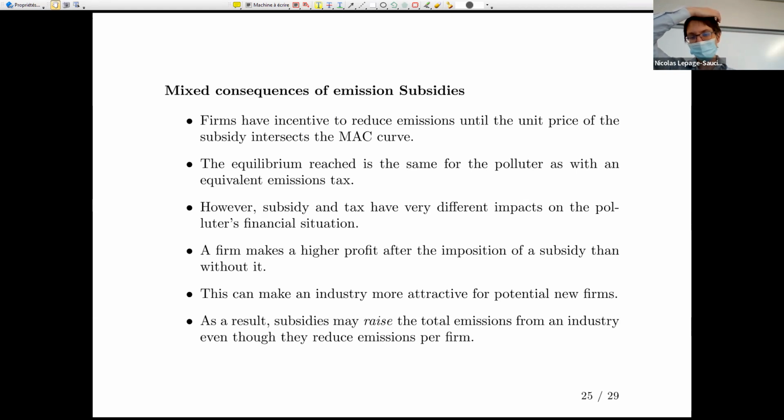So the firms have incentive to reduce emissions until the unit price. That's how subsidies work. The equilibrium reached is the same for the polluter as with an equivalent emission tax. So in principle, it's the same. However, subsidy and tax may have different impacts on the polluter's financial situation. A firm makes higher profit after the imposition of a subsidy than without it.